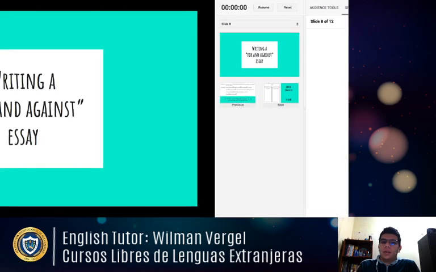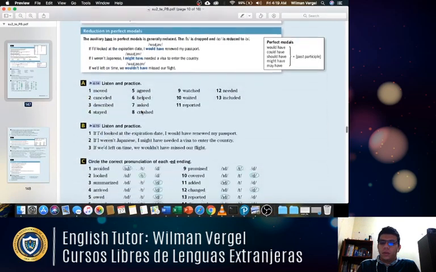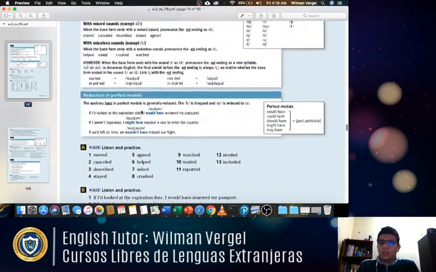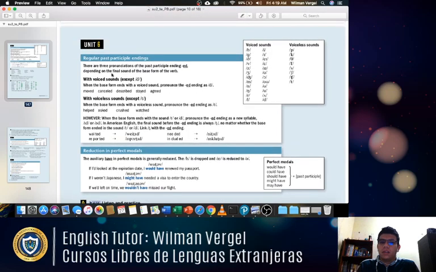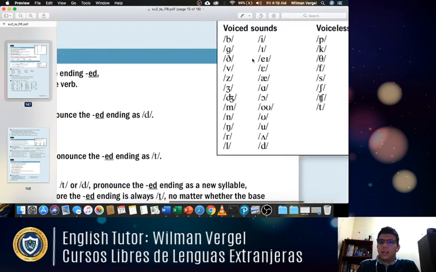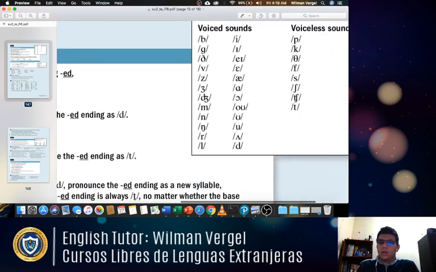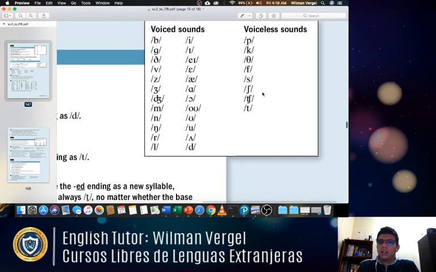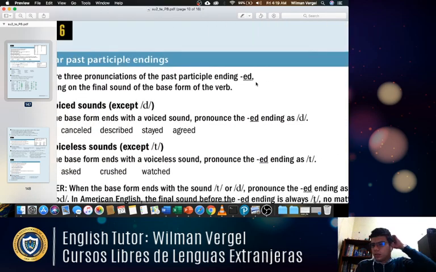Okay, we're gonna stop here and go to page 147. As you can see here, it says regular past participle endings. What I was telling you: the voiced sounds, all of them, have vibration in our vocal cords, and with the voiceless sounds, we don't feel vibration. With these sounds, you can practice at home.